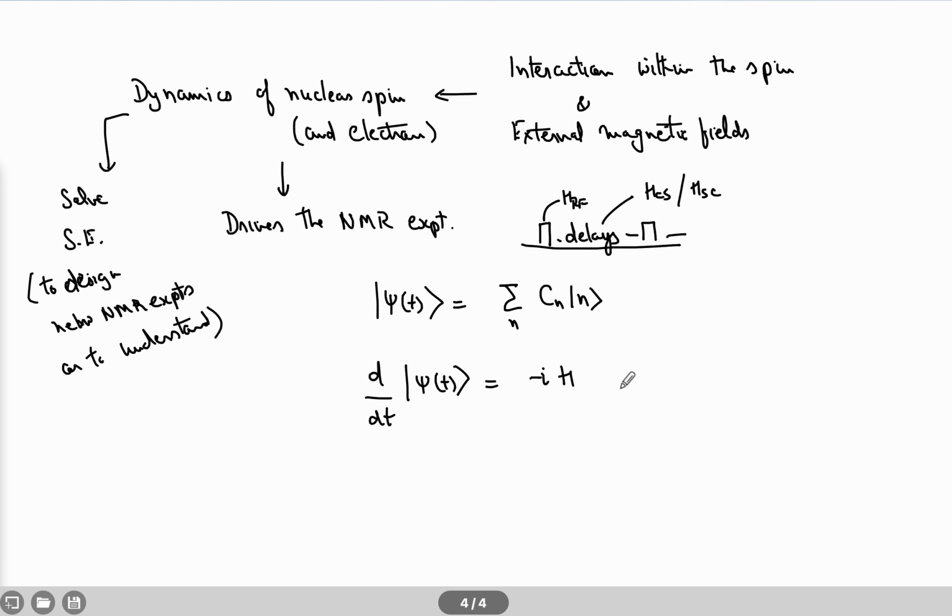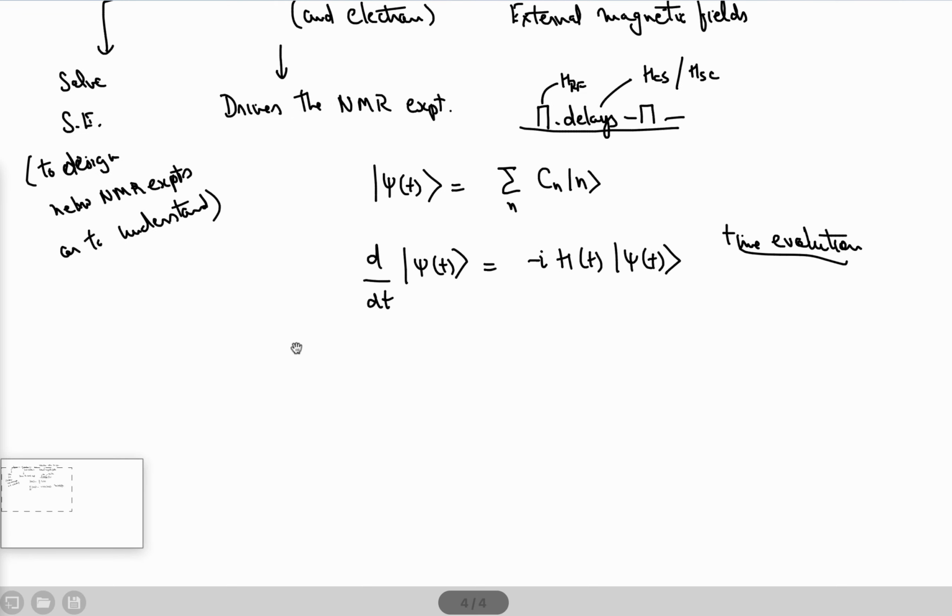Again, I'm writing all of these equations in natural units, so that means I'm assuming h cross equal to 1. I'm explicitly not writing h cross anytime. So the equation is i d psi t by dt equals H times psi t, right? So this is the time evolution.